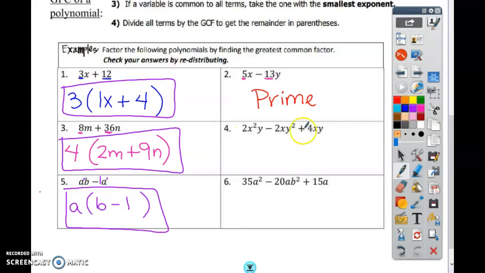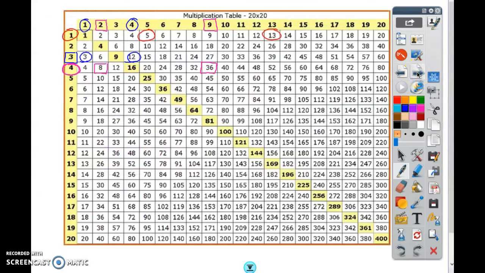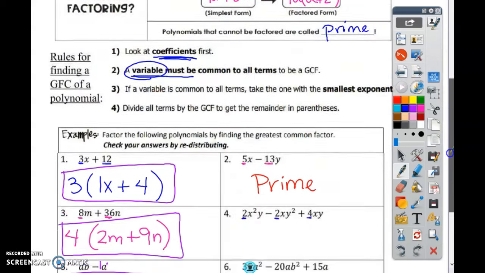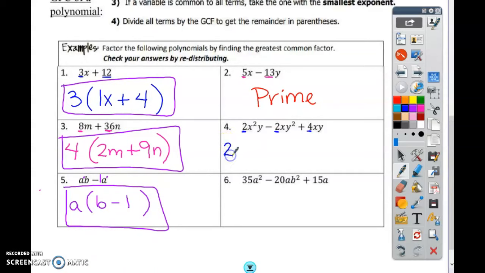All right, what about this one? Let's go look for 2, 2, and 4. Here, right? 2 and 4, and 2 can be divided by 2. So I'm left with 1 and 2. 2 divided by 2 is 1, 4 divided by 2 is 2. So that means I can take out a 2. What else can I take out? What do they have in common?